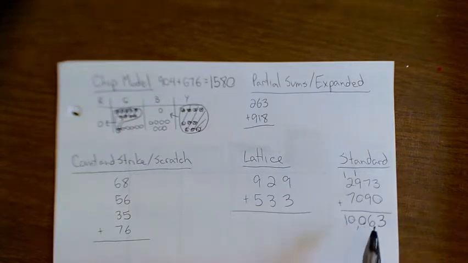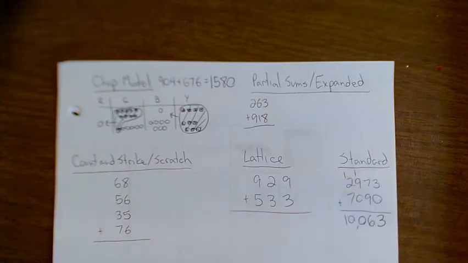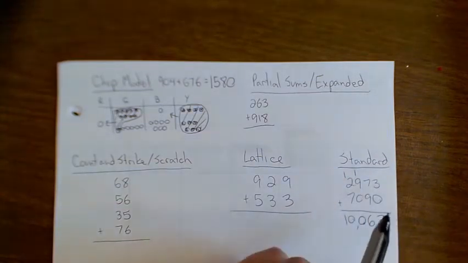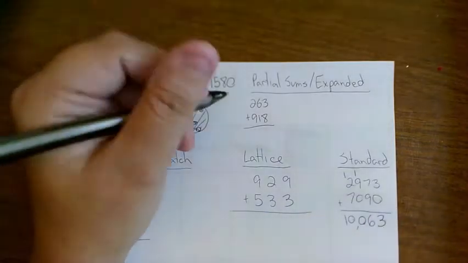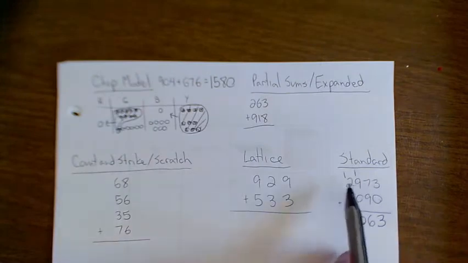So those 10 tens convert into 100, and that's why we carry the 1. Oftentimes teachers don't talk about that. They just say, oh, just do this. So partial sums, or expanded form, is more of a visual method, focusing on the place value.